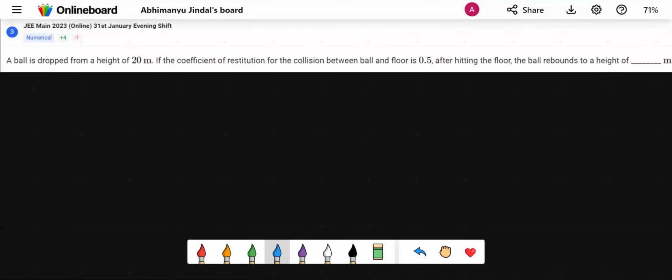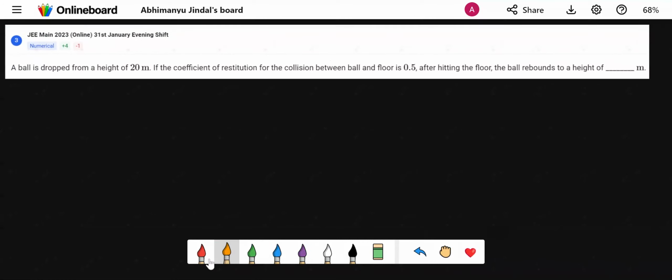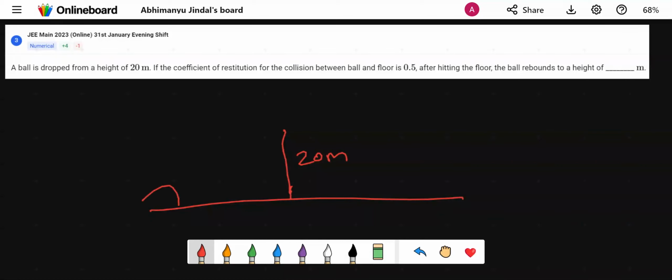A ball is dropped from a height of 20 meter. If the coefficient of restitution for the collision between ball and the floor is 0.5, as I said, they're going to give you the coefficient of restitution in every question. After hitting the floor, the ball rebounds to a height of dash meters. How easy can a question get? This is the surface. A ball is dropped from a height of 20 meter. After hitting the floor, the ball rebounds to a height of what?